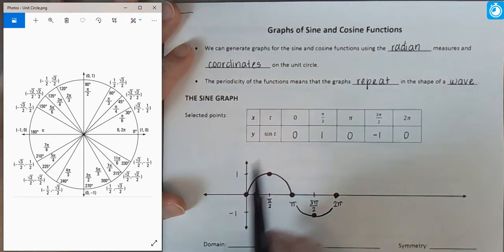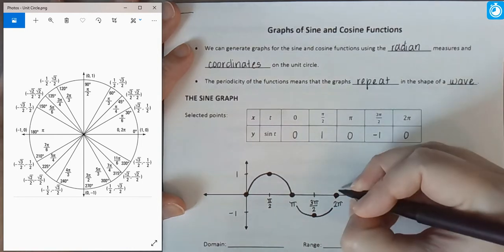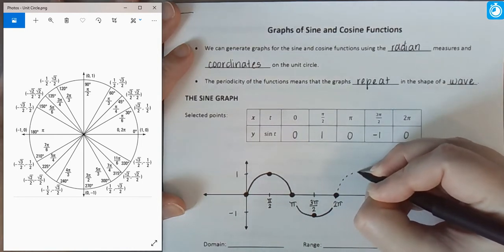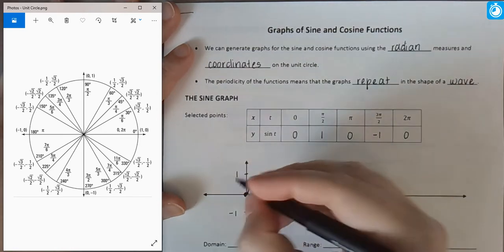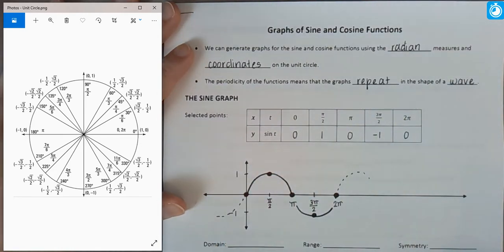So what we have here is what we call one period of the sine function. This is essentially a snapshot of what the entire function is going to look like. If we were to continue rotating either in the negative direction past 0 radians or in the positive direction, past 2 pi radians, what we're going to find is that the graph essentially just repeats in the same way forever and ever and ever. This is the idea of a periodic function.